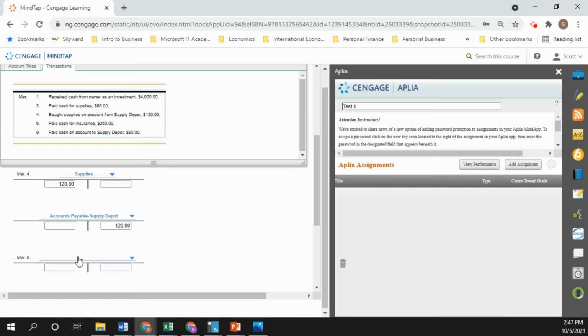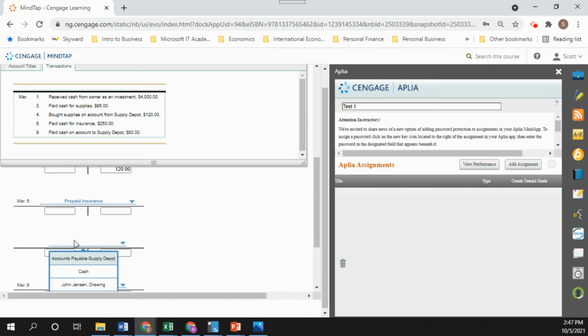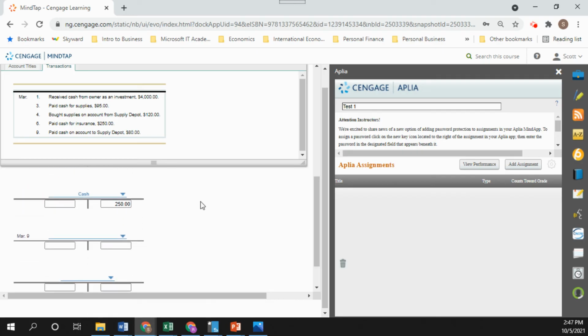Paid cash for insurance. Prepaid insurance, $250. We paid cash, so we're going to credit that asset for $250. Increase one asset, decrease another asset. Prepaid insurance is an asset.